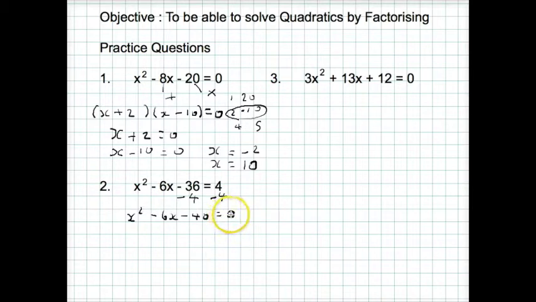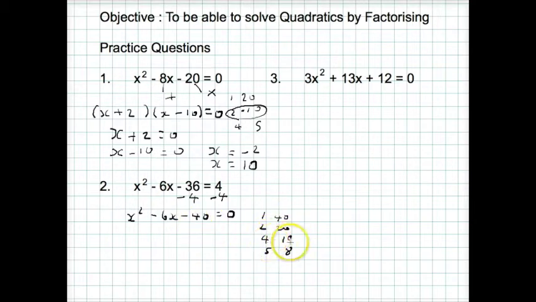Now I'm in the same situation as I was in question 1. So two numbers that multiply to give negative 40. Well, I could have 1 and 40. I could have 2 and 20. I could have 4 and 10. Or I could have 5 and 8.